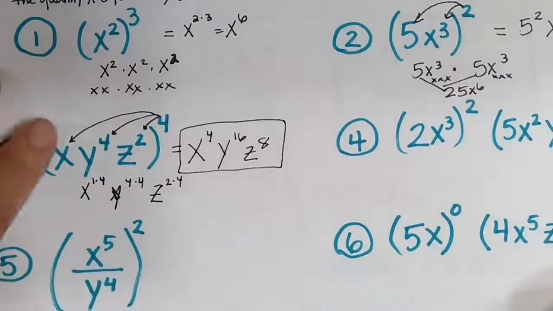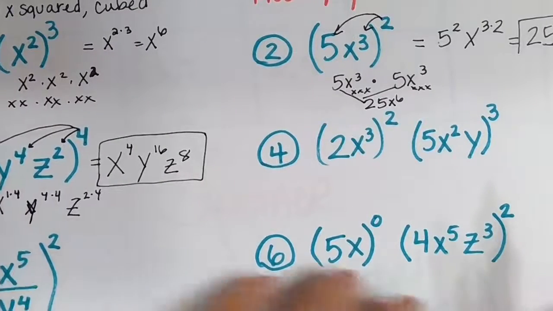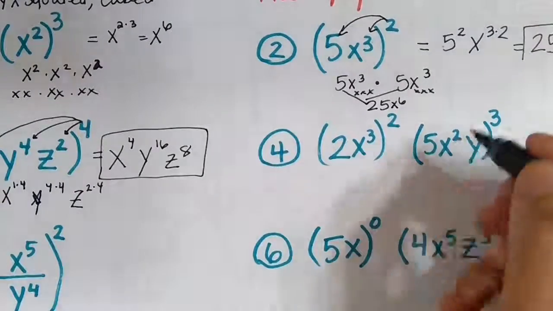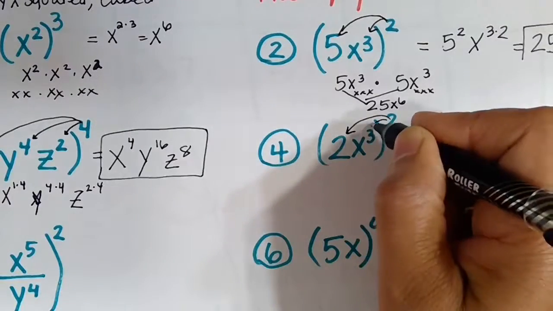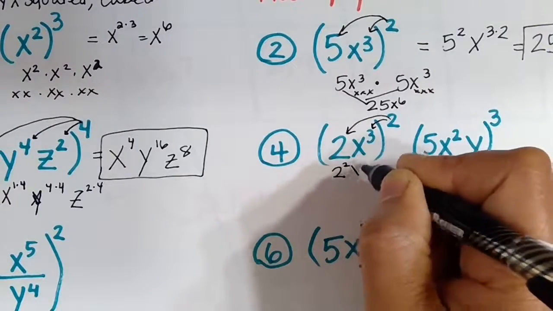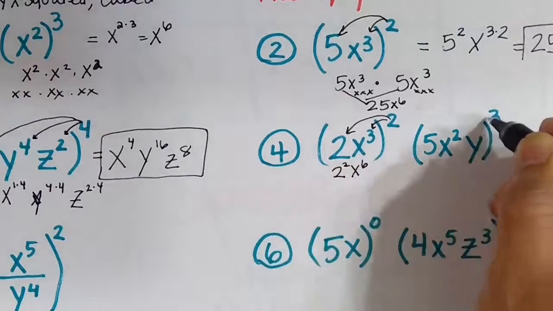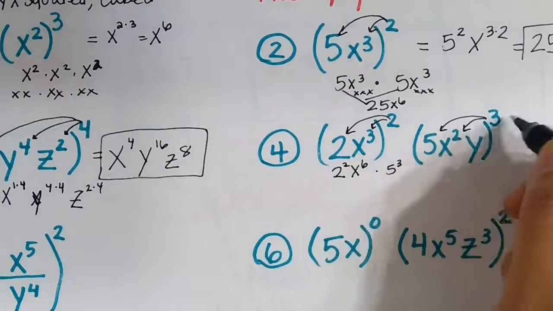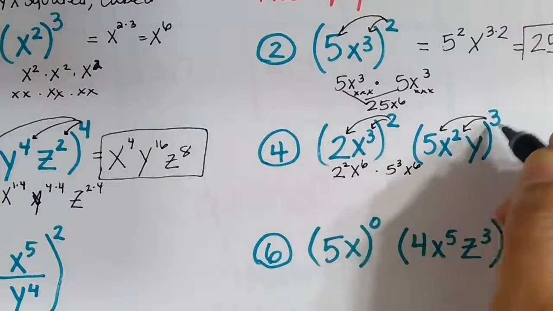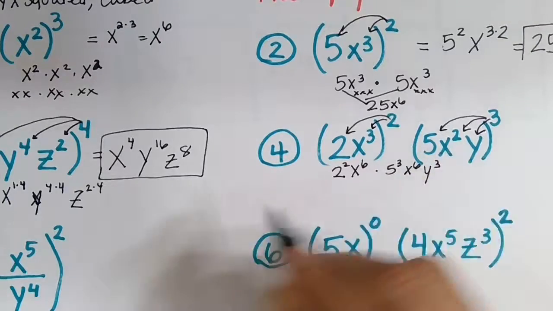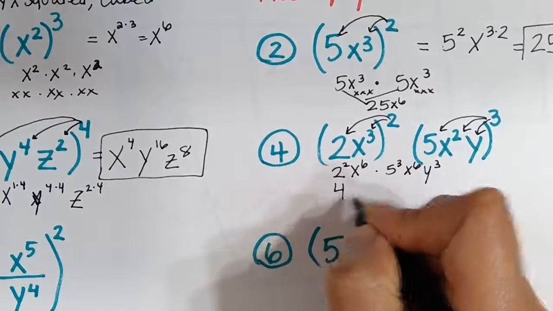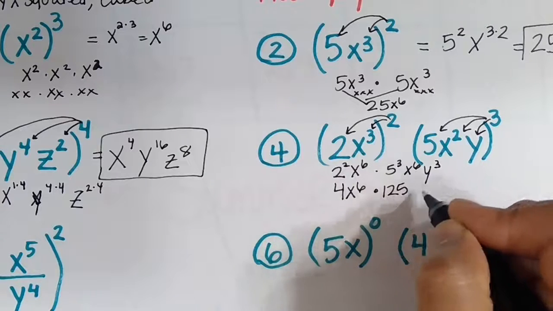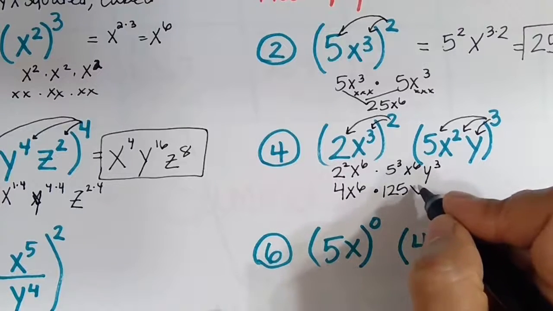Number 4. You're going to do this problem the same, except simplify this one and simplify this one. So this is 2 squared, x, 3 times 2 is 6. 5 cubed, 2 times 3 is 6, and y cubed. I'm going to clean this up a little bit. 2 squared is 4. 5 cubed is 125. 5 times 5 is 25, times 5 is 125.